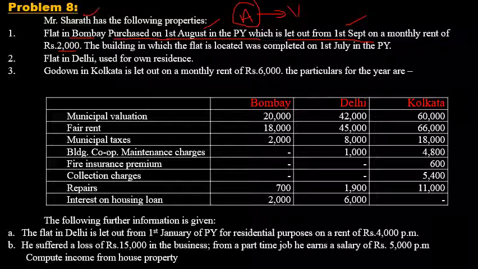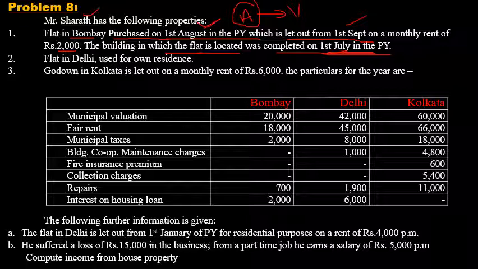And another point, the building in which the flat is located was completed on 1st July in the previous year. See, this date is not required for our calculation because Mr. Sharath is the owner from 1st August onwards. The details related to the Bombay flat from 1st August onwards need to be considered because before August, Mr. Sharath is not the owner.